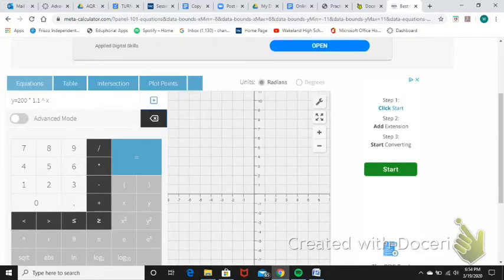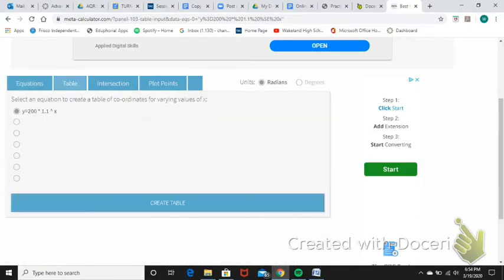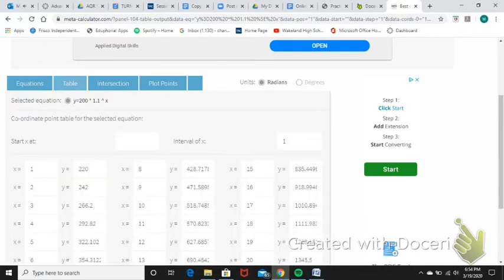Okay, just to show you where I got that number from, I just typed in calculator 84. This was the first website that popped up. So let's get to where we can draw. Here is my function right here. I just typed that in, y equals 200 times 1.1 to the x power. I am going to click on the table. So here's our function. Hit create table, and then it has a lot of numbers for us here.